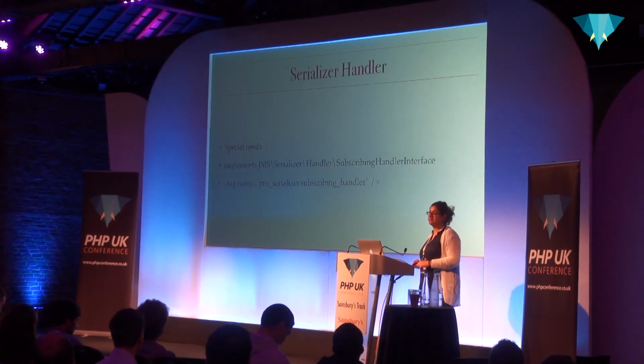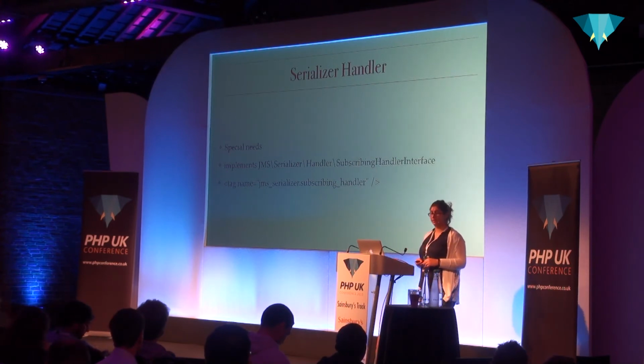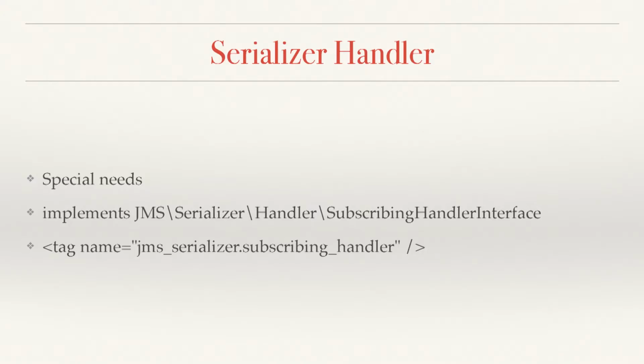If you have special needs, I told you right before that it's about just putting some annotations or configuration. If the configuration, all of the stuff I showed you before, is not enough for you, you could use the Serializer Handler, and it's about implementing the subscribing handler interface. When you are declaring your service, just don't forget to tag it with the JMS Serializer subscribing handler, and that's it. It will work.